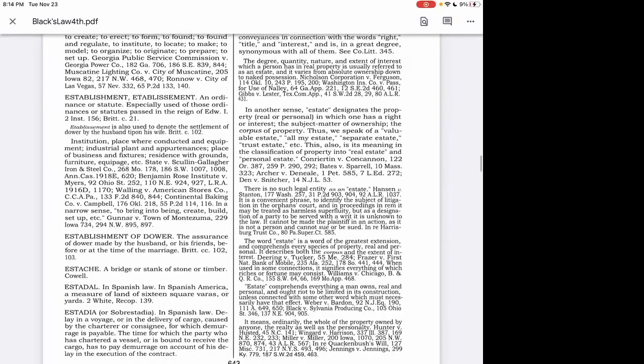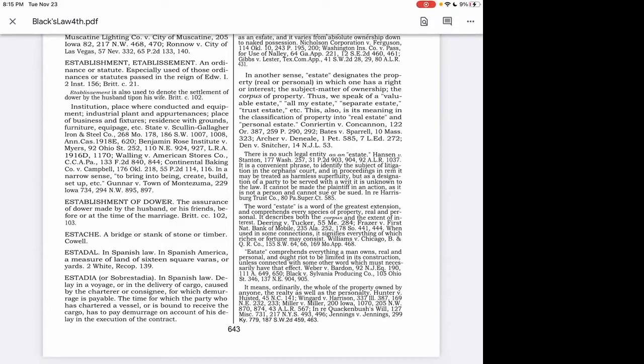Going on, there is no such legal entity as an estate. It is a convenient phrase to identify the subject of litigation in the orphans court and in proceedings in rem. It may be treated as harmless superfluity, but as a designation of a party to be served with a writ, it is unknown to the law. It cannot be made the plaintiff in an action, as it is not a person and cannot be sued, or it cannot sue or be sued.